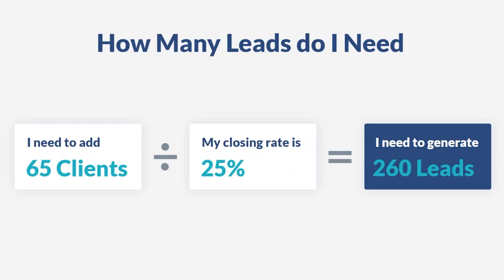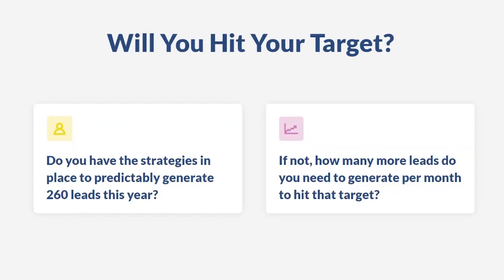So now that you need to generate 260 new leads, you need to take a hard look in the mirror and ask yourself, am I going to hit this target? Do I have the strategies in place to predictably generate 260 leads this year? And if I don't, how many more leads do I need to generate per month to actually hit that target? If you're currently generating 5 leads per month, you're a long way off from hitting that target, and you're going to have a very hard time of accomplishing your goal of bringing on 100 new properties under management.